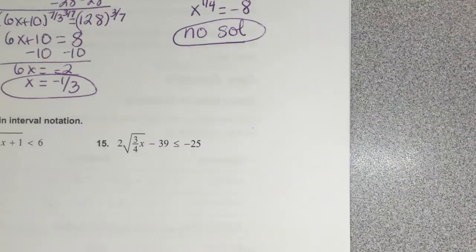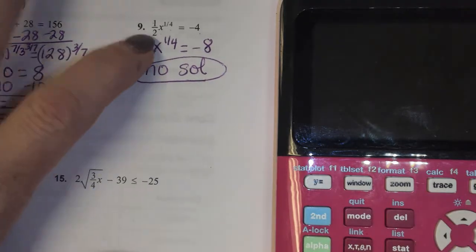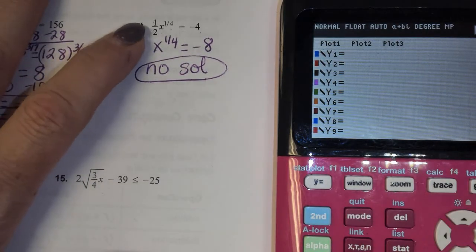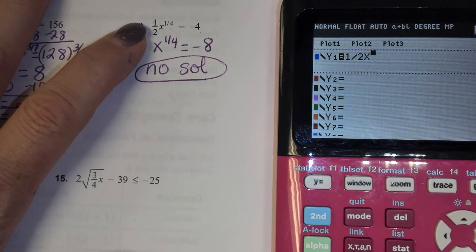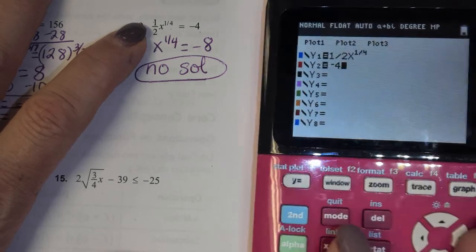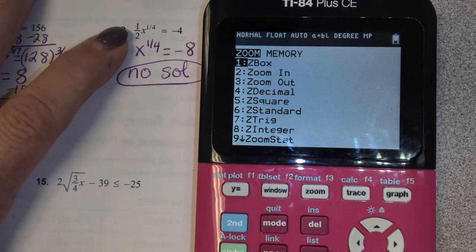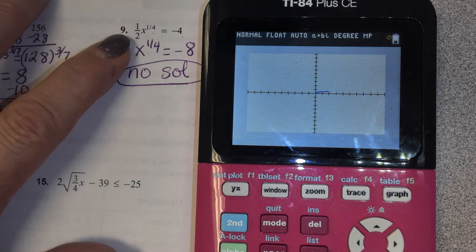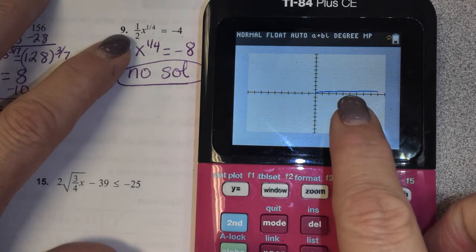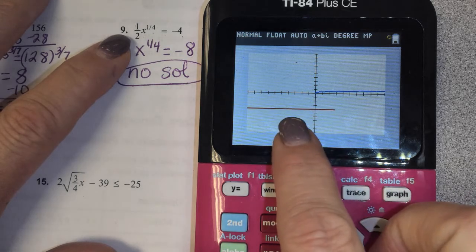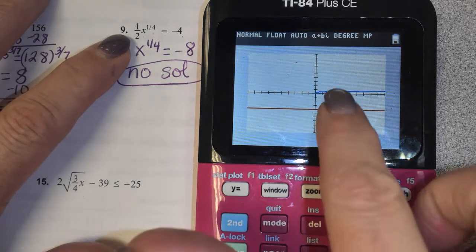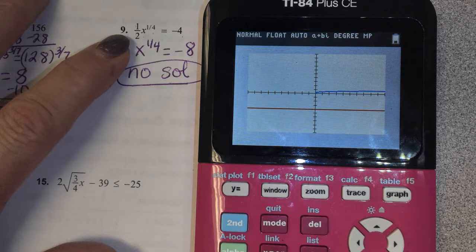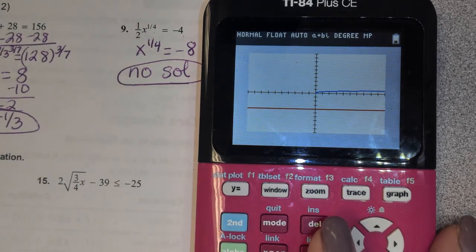equal to a negative. If you're not sure if it's no solution, I'm going to go ahead and graph this just to show you. You don't have to graph it, but you can just watch. If I graph this, this is the way 1/2 x to the 1/4 looks, right there. And then here's my line y equals -4. Can you see how those two are never going to meet? So we have no solution. There's no x that's going to make them equal.